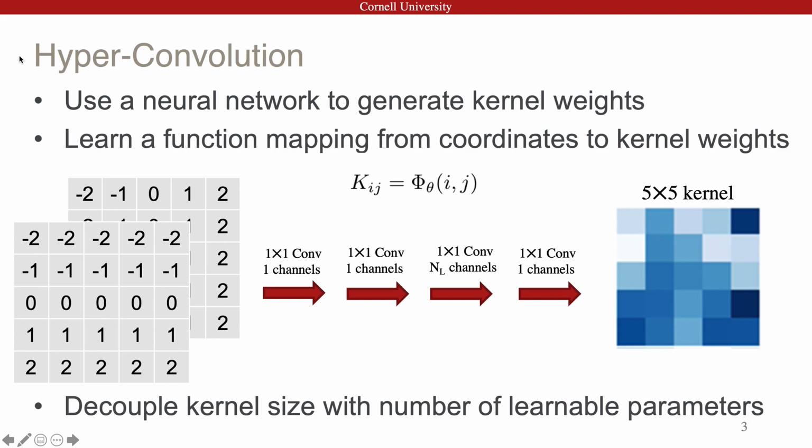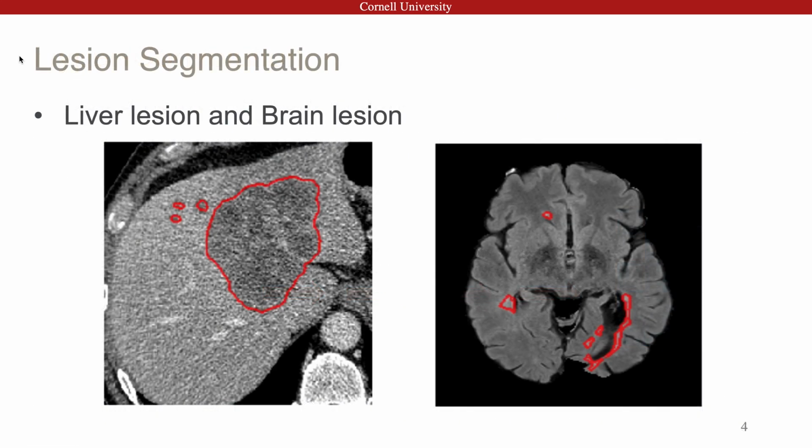For example, to learn a 5x5 kernel, the input of the hypernetwork will be the xy coordinates of the kernel, from -2 to 2. After several 1x1 convolutions, the output will be the convolutional kernel. All the learnable parameters are embedded in those 1x1 convolutions, and more specifically, the number of channels of these convolutions. In other words, hyper-convolution decouples the size of convolutional kernels from the total number of learnable parameters. So we can have convolutions with a large receptive field, but even fewer parameters.